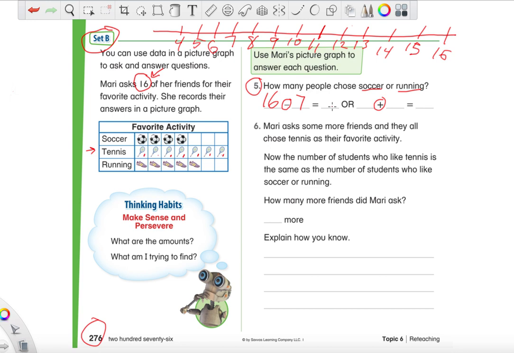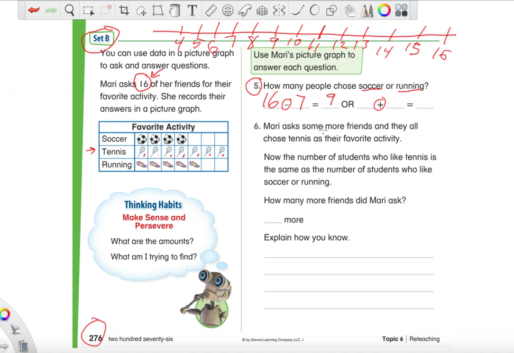Okay, did you give it a shot? All right, so if we use this number line, we start at 16 and make 7 jumps backwards. 1, 2, 3, 4, 5, 6, and 7. We landed on 9. So 16 minus 7 is 9. Now, that is one way we can solve this.